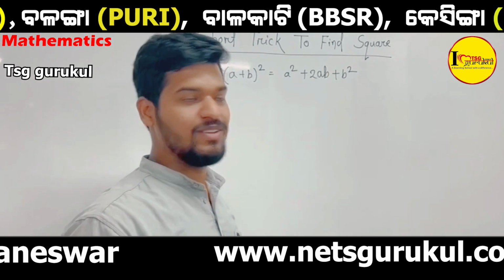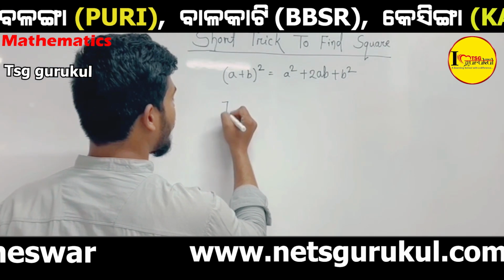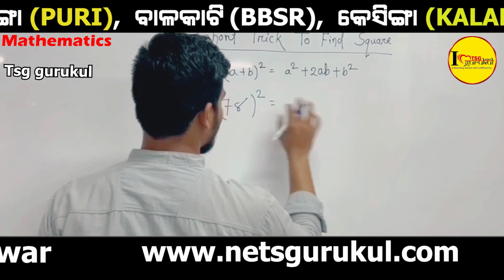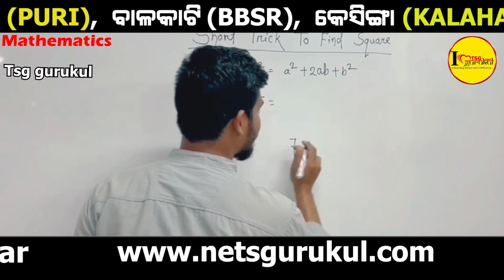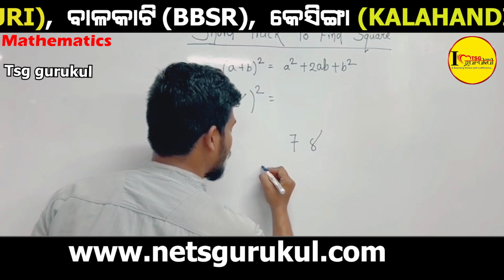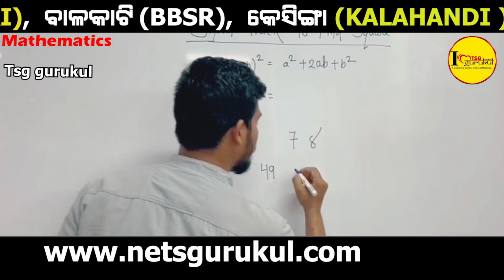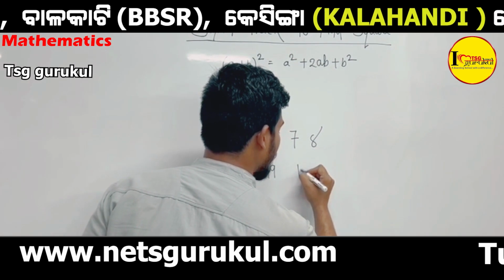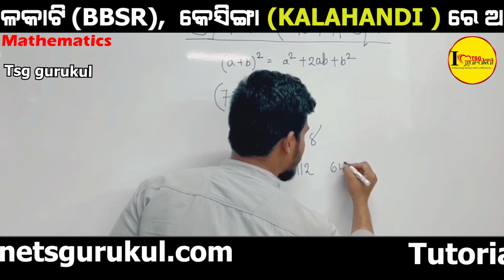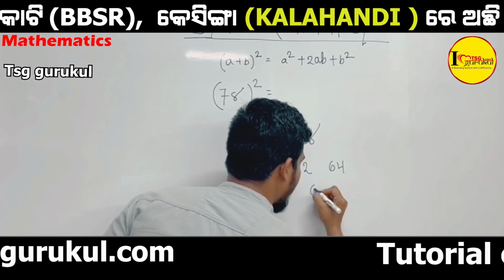Let's see another example. I want to find out the square of 78. In a similar way, I will consider 7 as a and 8 as b. What will be a square? That is 49. Now 2ab: 7 times 8 is 56, times 2 is 112. And b square, that is 8 square, that will be 64. So here I can write 64.